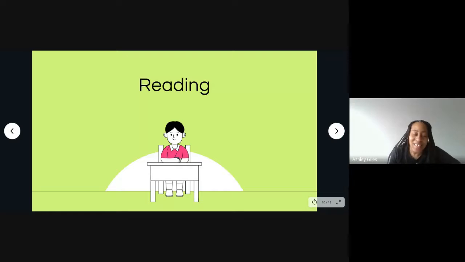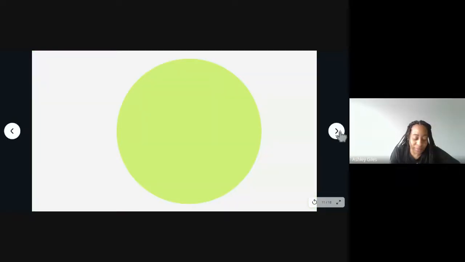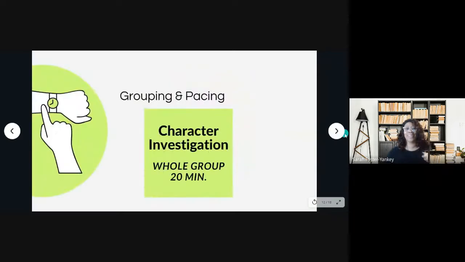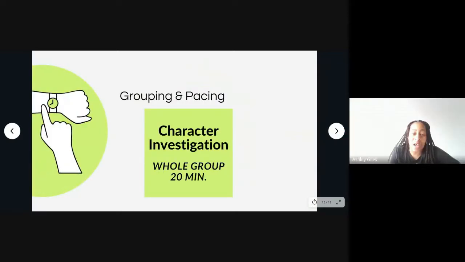Right. So for reading, we're going to talk about character. This is a whole group activity. So we're going to be investigating character for 20 minutes.